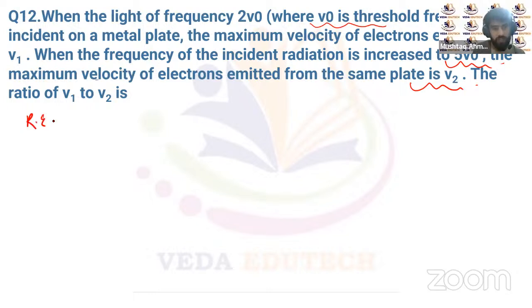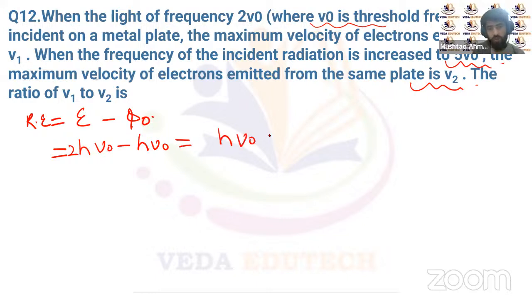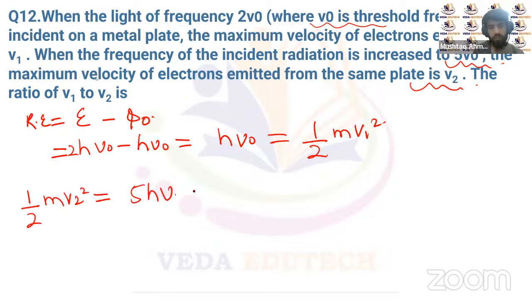We know the maximum kinetic energy will be the incident energy minus the work function. Initially the incident energy was twice nu naught, that is 2h nu naught, minus the work function, h nu naught, so it will be equal to h nu naught. That is equal to the initial kinetic energy, half m v1 square. Similarly, for the second case, half m v2 square, we have 5 times the threshold frequency, that will be 5h nu naught minus h nu naught, which is equal to 4h nu naught.